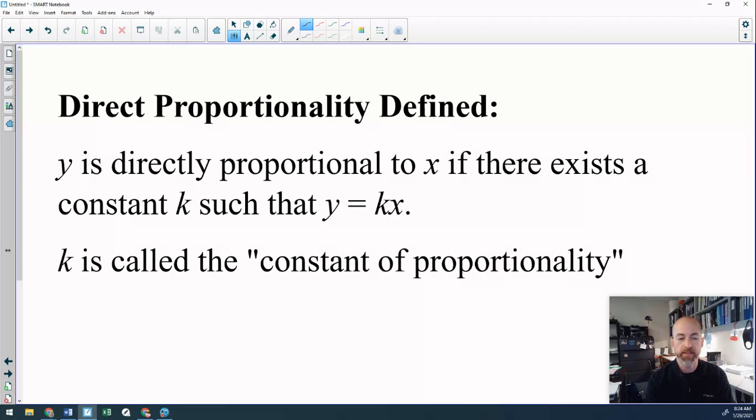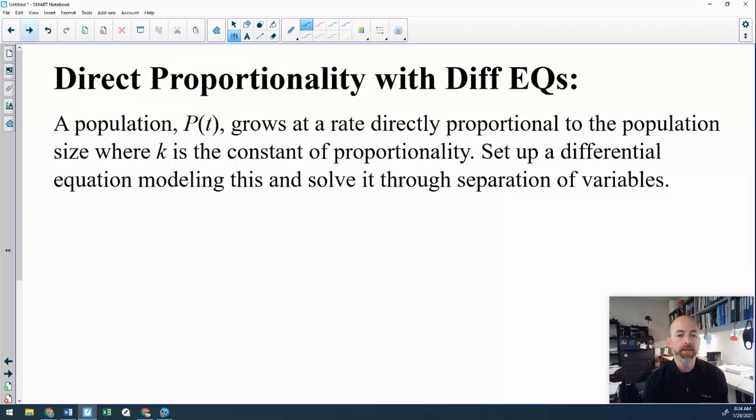Sometimes that is explicitly given to you. Sometimes you have to figure out what that constant is. So let's look at it in the context of differential equations. And this is a very, very traditional setup, and this is very generic.